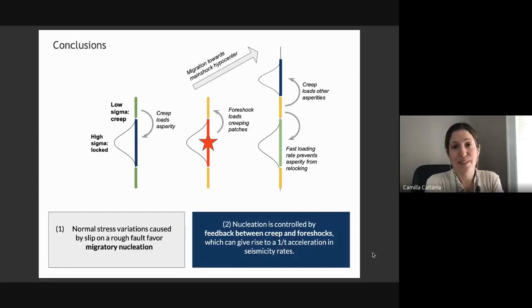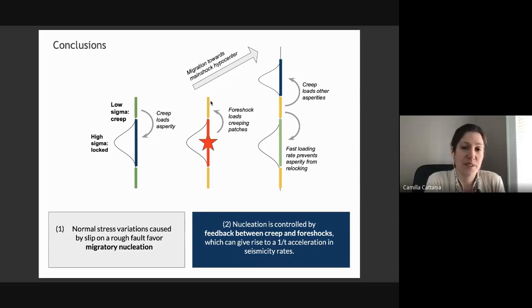Okay, so I will now conclude again with this cartoon showing the feedback between creep and foreshocks. The main conclusions of this work are that we can understand the behavior of the nucleation phase on a rough fault as being controlled by heterogeneity in normal stress due to slip. Heterogeneity in normal stress gives rise to heterogeneity in fault stability and nucleation length, and it allows for simultaneous foreshocks and creep. It favors migratory nucleation, and it seems to allow for accelerating slip on a much broader fault region than you would expect simply by considering the nominal nucleation length.